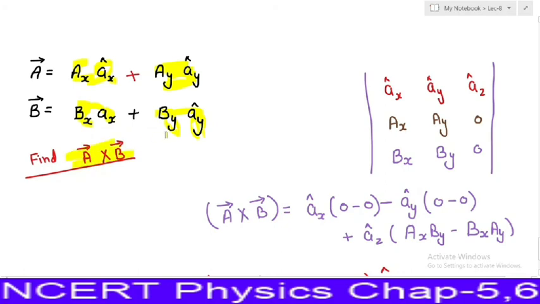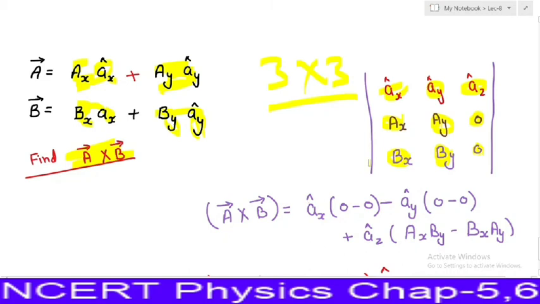So its method is, first of all, we make a matrix of 3 by 3. In first row, we write ax cap, ay cap and az cap. In second row, we write coefficients of vector A, and those coefficients are ax, ay and 0, because az cap coefficient is 0. Then in third row, we write coefficients of vector B. Those are bx, by and 0. Now this is a 3 by 3 matrix, and now we take determinant of this matrix.